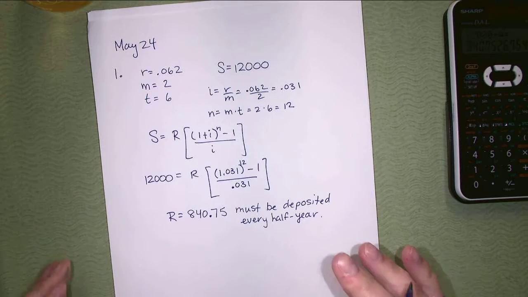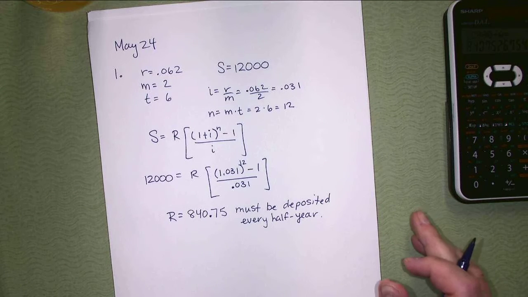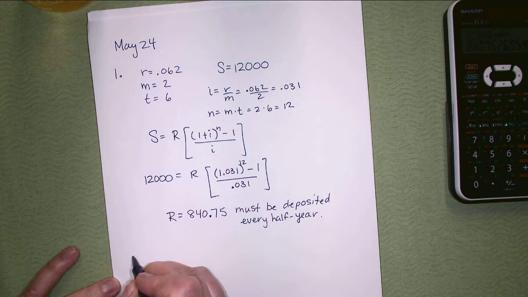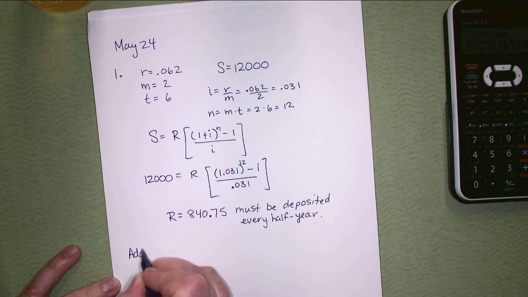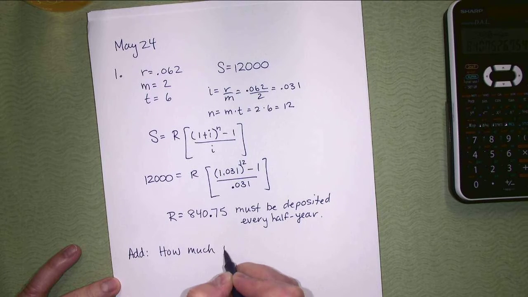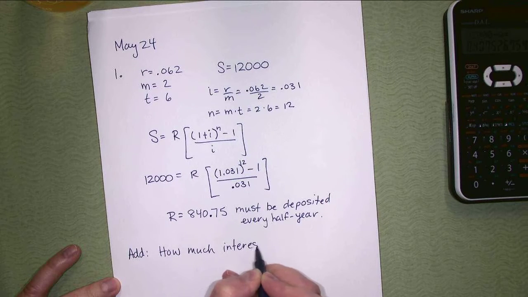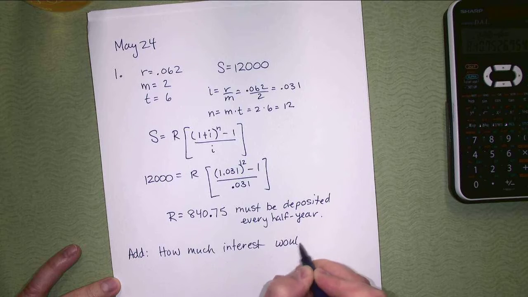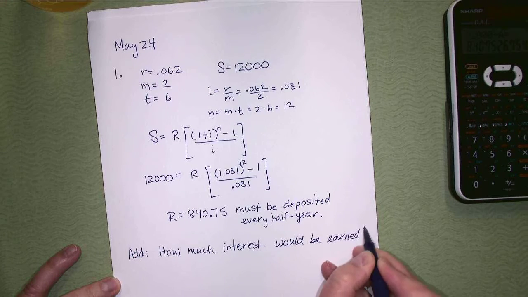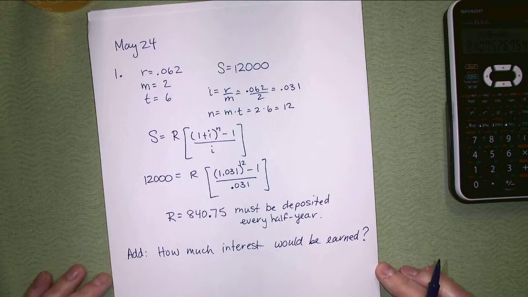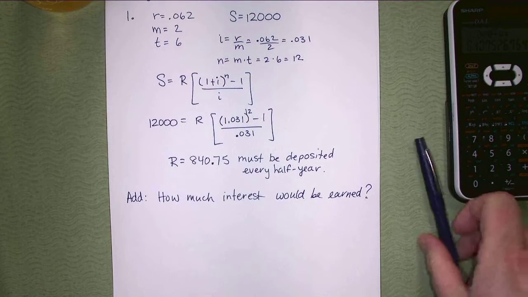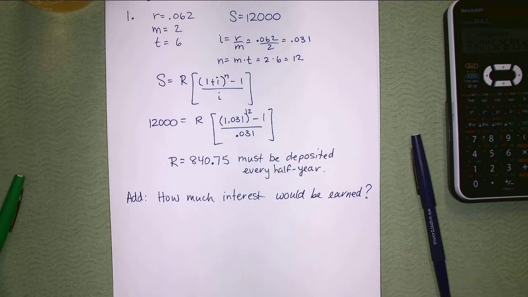Okay, so let's add to it how much interest would be earned. So if you're trying to figure that out, you need to know how much you pay and then how much you ended up with in your savings.